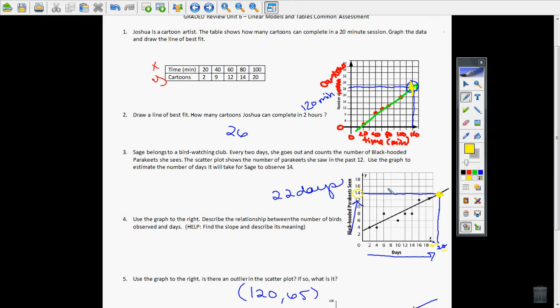Number four, use the graph to the right. Describe the relationship between the number of birds observed and the days. It helps to find the slope, but really all I wanted you to see is that as the number of days increases, the number of birds she sees also increases.